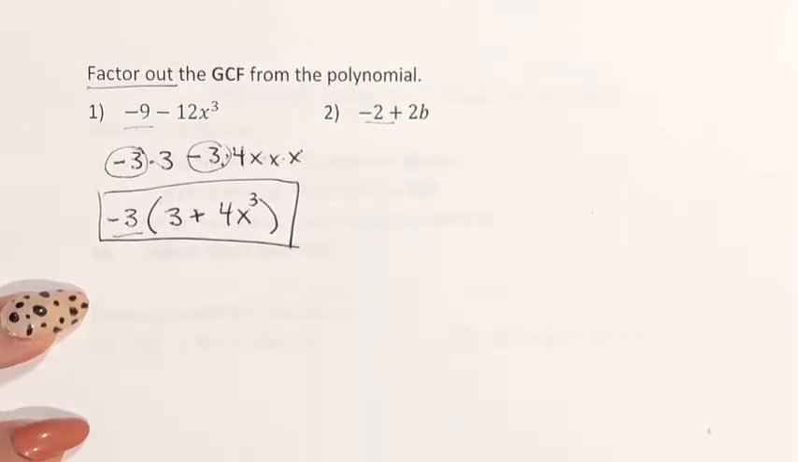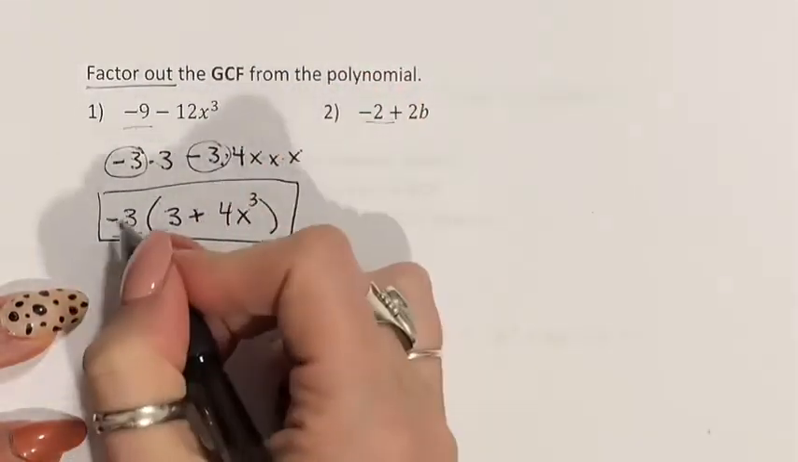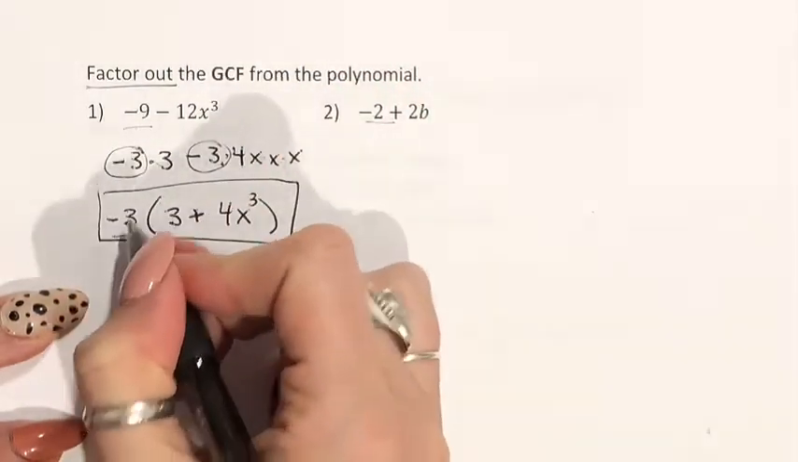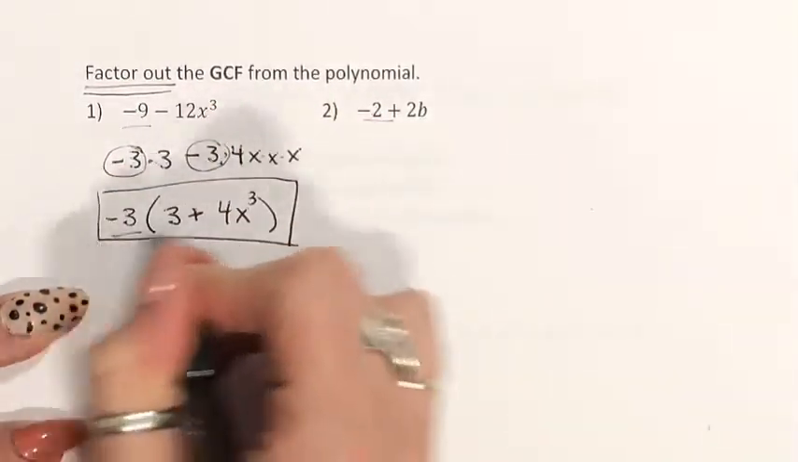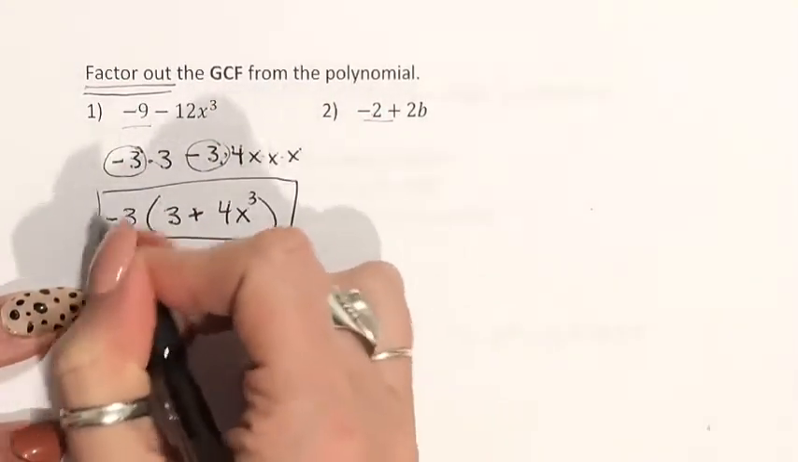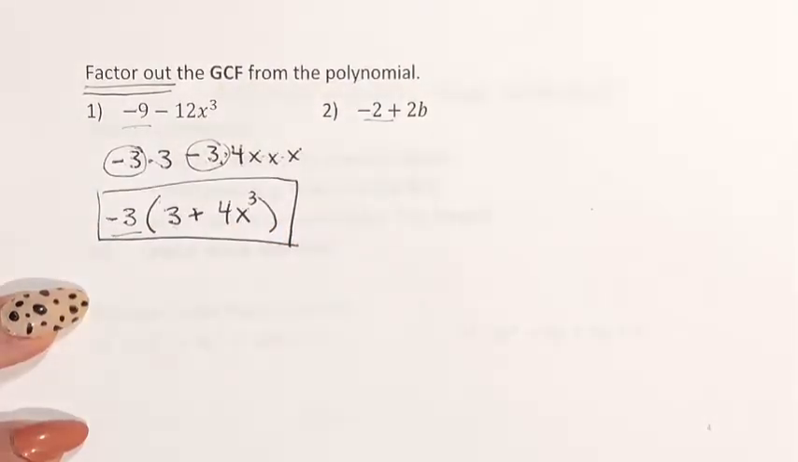Notice how they phrase the instructions on your problems. If they just say find the greatest common factor, you would just need to find the -3. But if they tell you to factor out the greatest common factor, they want you to write it in this format, with the greatest common factor in the front and then whatever's remaining on the inside of the parentheses.